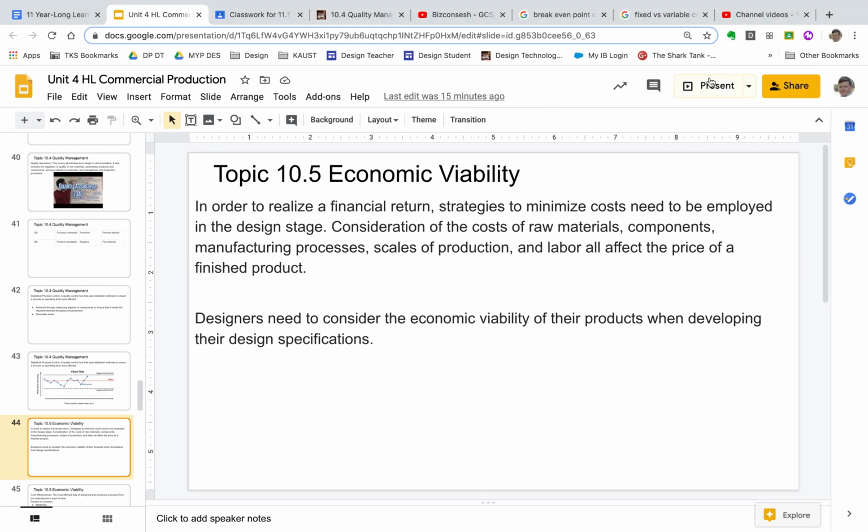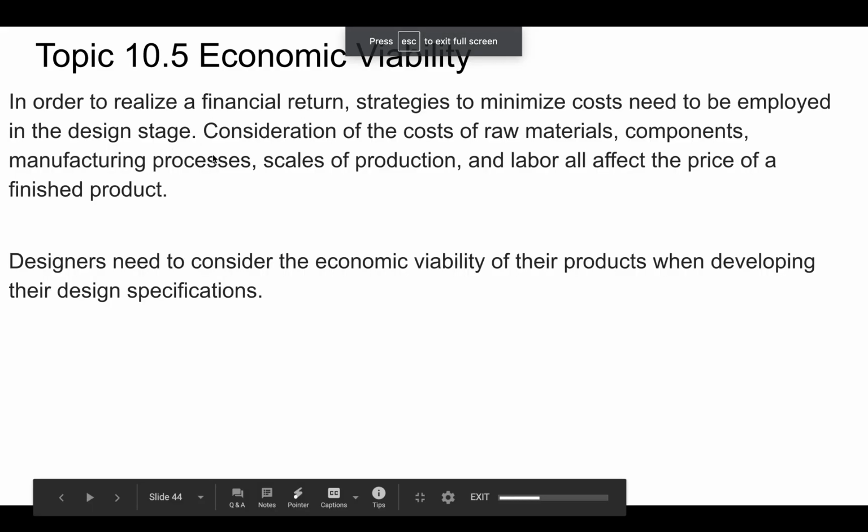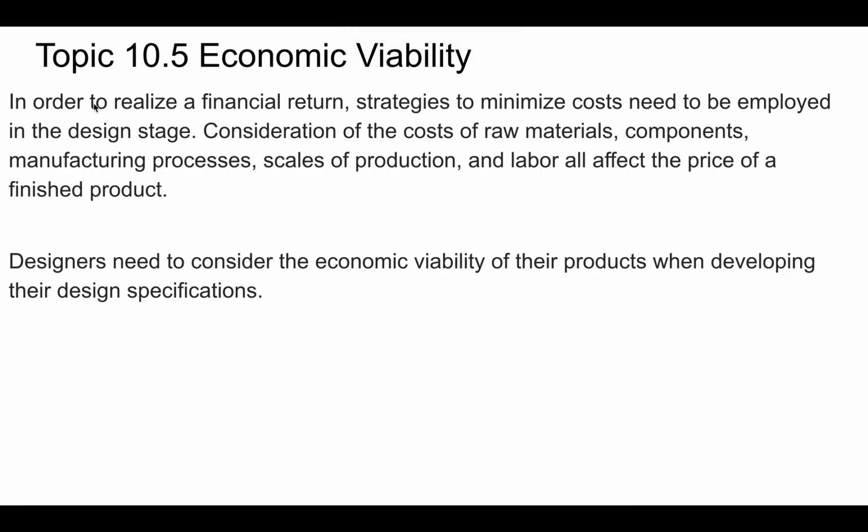Okay, so we're going to look at economic viability, and we're looking at this from the designer's point of view, right? So in order for you to have a financial return, we need strategies that minimize costs at the design stage, right? And so we're looking at things like the cost of raw materials, components, manufacturing processes, scales of production, labor, all of that stuff that affects the price of a finished product.